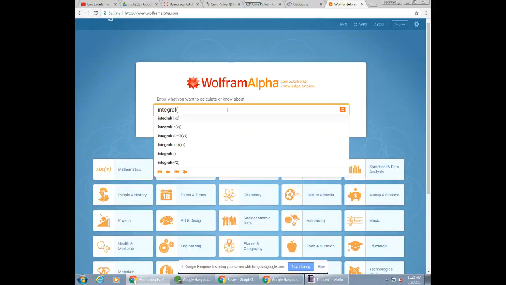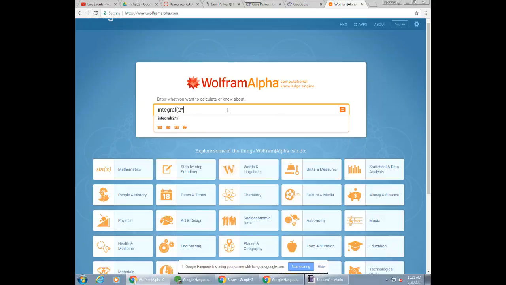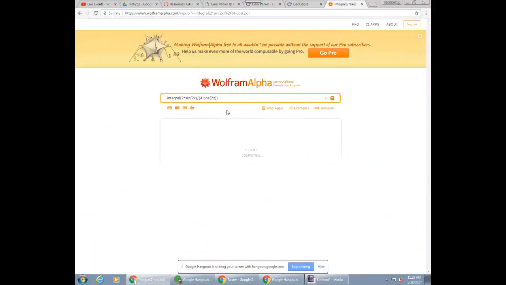Now here I have to type in the whole thing. So that was 2 times, no, yes, sine of 2x, right? Some computer algebra systems want you to put a times between the 2 and the x. Some don't care. My guess is this one doesn't care, but I'm not sure. Divided by parentheses 4 minus the cosine of 2x, close. And if I just hit enter, it'll try to find an antiderivative for me.